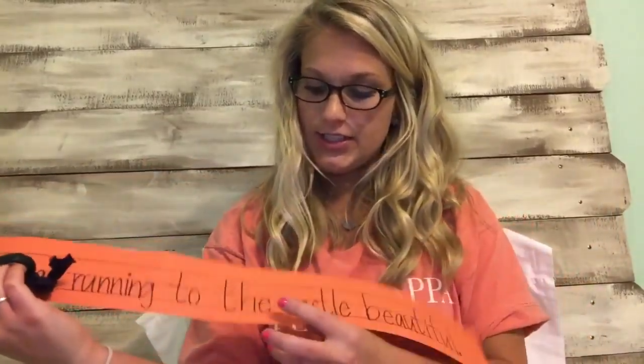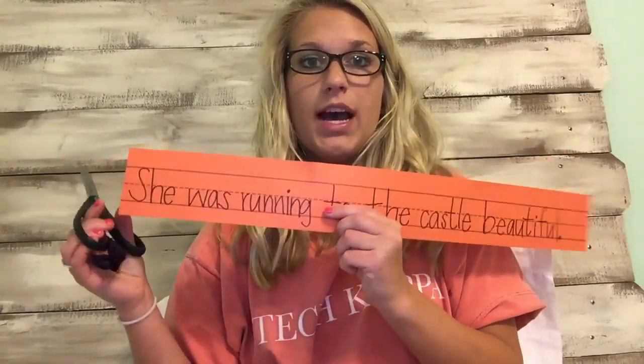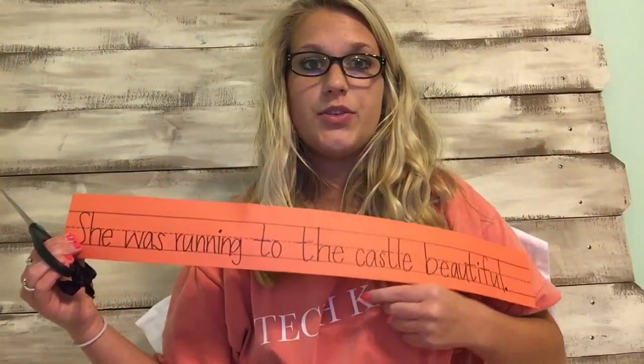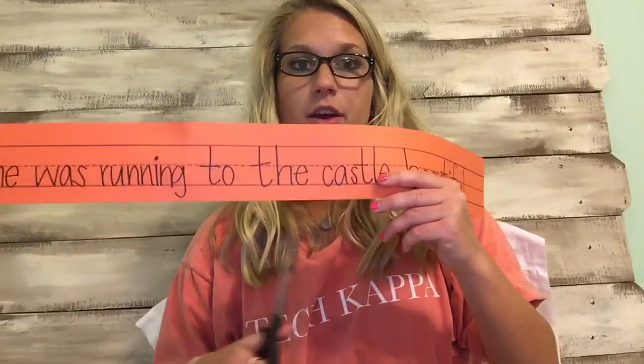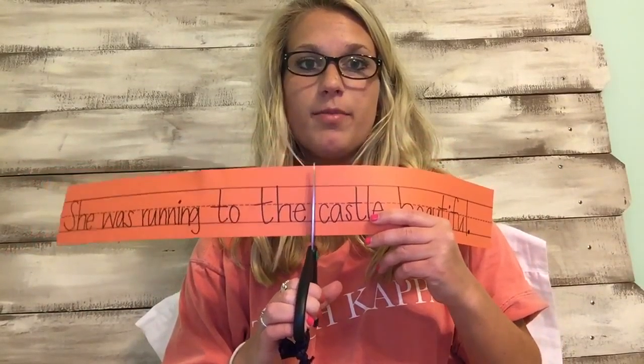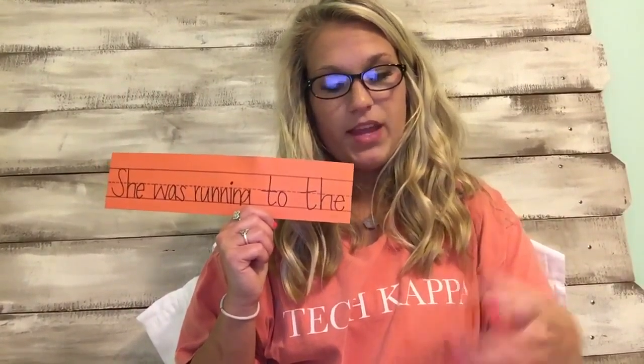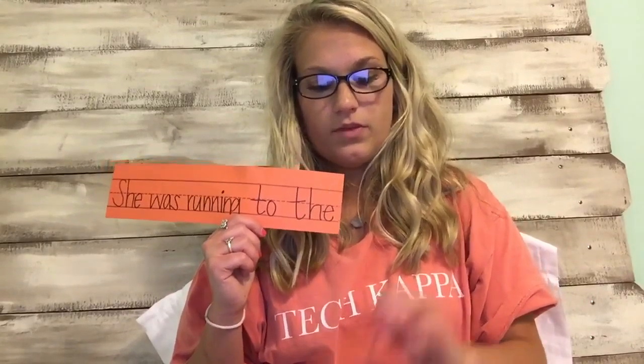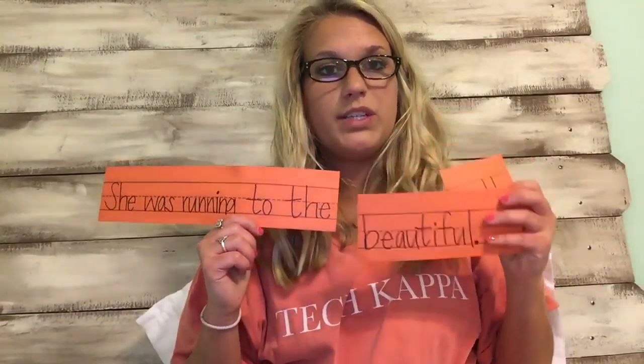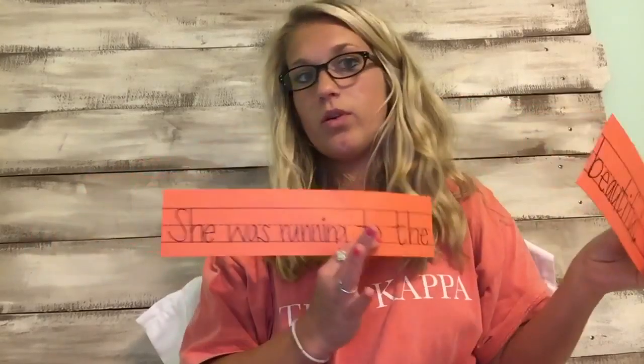Let me make sure. So we have, she was running to the castle beautiful. And we know that right here is where the problem is. So we're going to perform surgery. I think that's so fun. And this is where a pocket chart or magnets would be useful. So you'll set this up in a pocket chart, say she was running to the, and explain to the student why the word comes before another word.